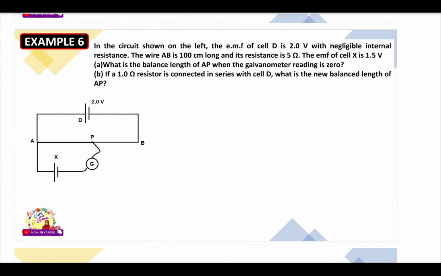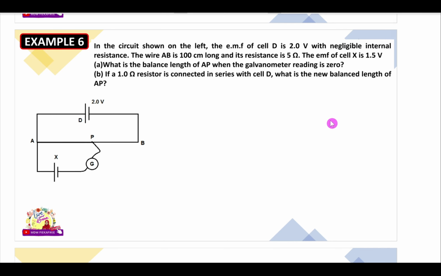Okay, so for example number 6, let's read the question. In the circuit shown on the left, the EMF of cell D here is 2 volt with negligible internal resistance. The wire AB is 100 centimeter long and its resistance of wire AB is given 5 ohm. So the EMF of cell X here is given 1.5 volt. So question A, what is the balance length? So we want to calculate what is the balance length of AP here when the galvanometer reading is 0.